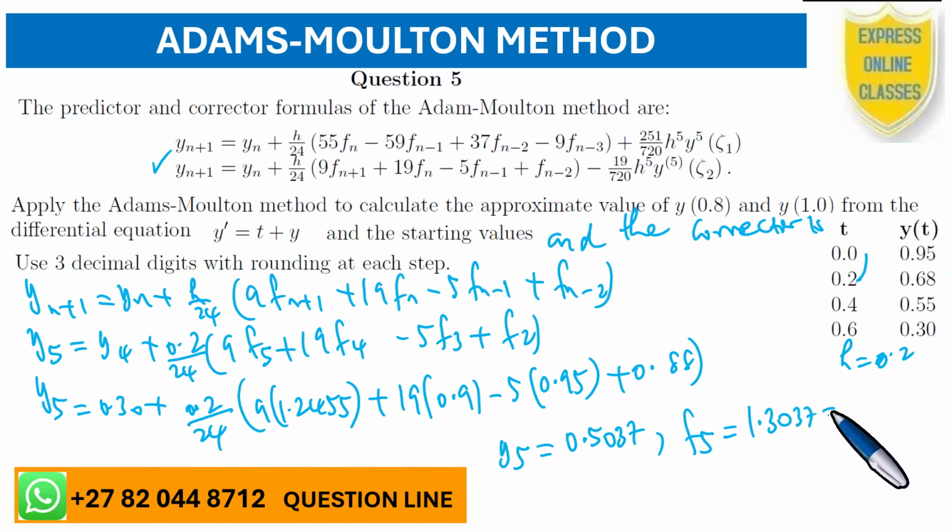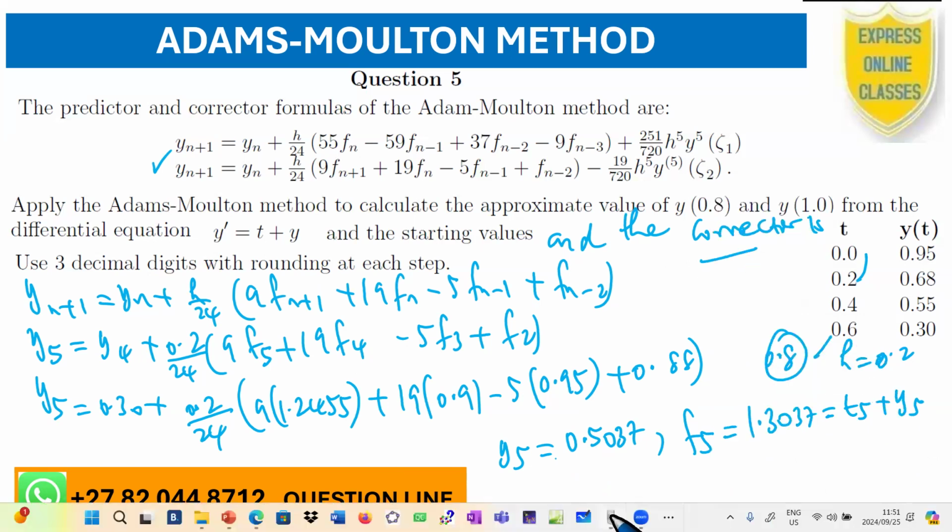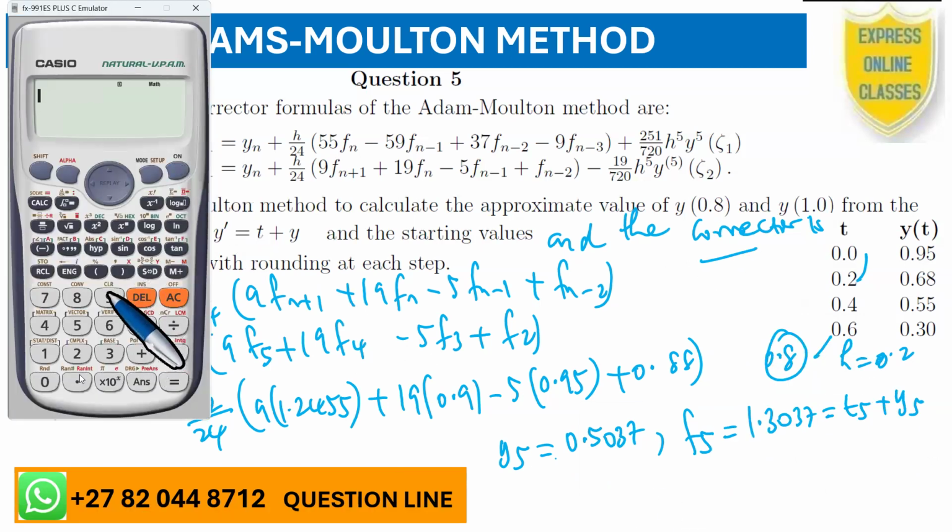And then you would continue to get an F5, and the F5 becomes 1.3037. Why is it the case? As said already, F5 becomes T5 with Y5. Y5 is the one we use for the corrector, and it goes with the T5. T5 is going to be 0.8. Even if you use a calculator to confirm these, you would say 0.5037, you add 0.8.